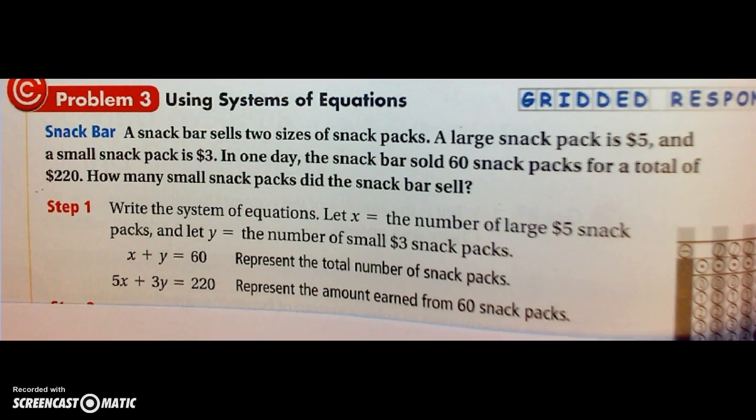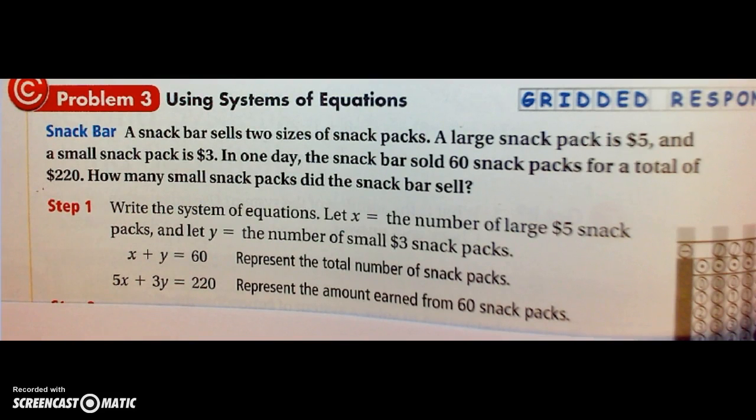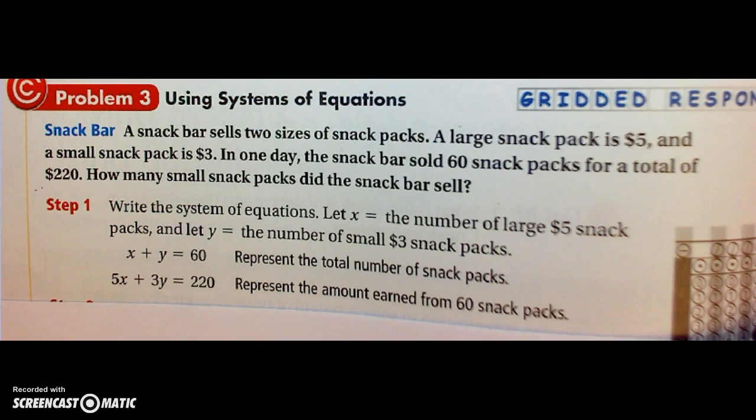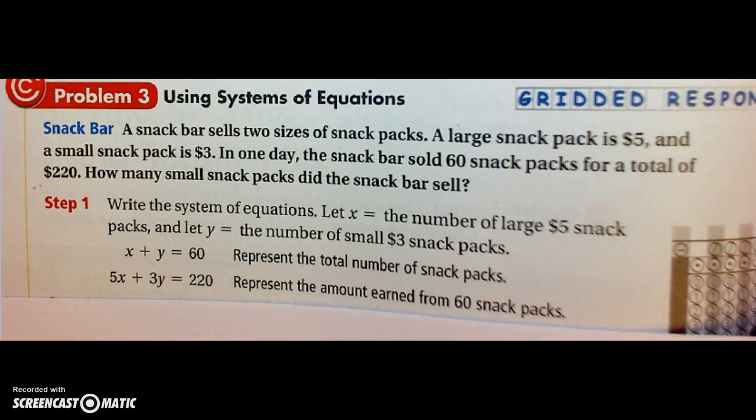Our second equation is 5x, because the larger snack pack is $5, plus 3y, so it's $3 for the smaller one. And the total amount of money is $220. So you can see the cost goes with the total cost. And then for the number of snack packs, it's just the variables, the x plus the y. So if you pay attention to the pattern of how they're matching up, it's easier to write the equations.